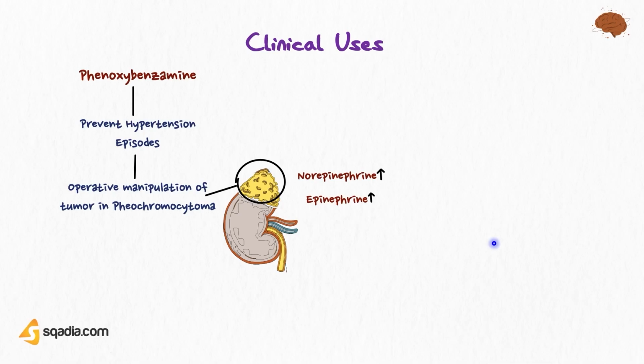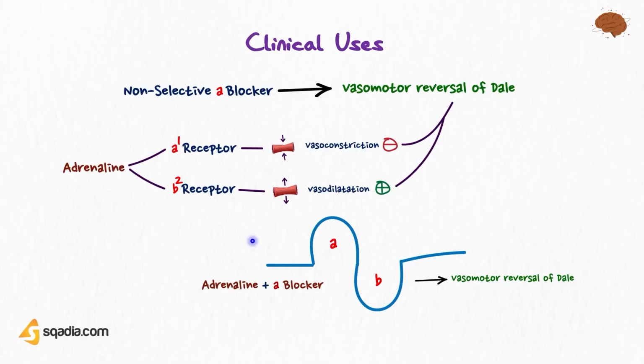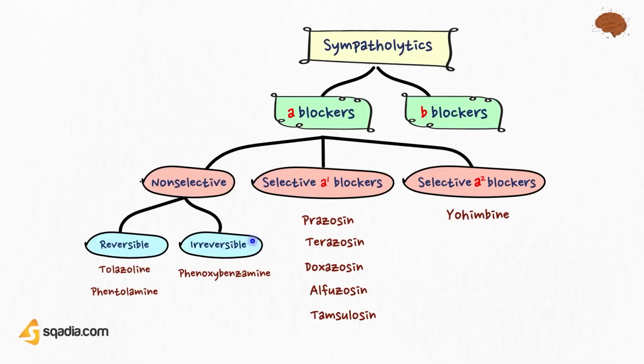Next, we are going to move towards the clinical uses of the alpha non-selective blockers. First, let me revise all of those concepts for you. So we have sympatholytics. Sympatholytics meaning that they block the alpha and beta receptors, unlike the sympathomimetics, which stimulate them. That is why they are called alpha blockers and beta blockers. They are divided into non-selective and selective alpha 1 and selective alpha 2 blockers.